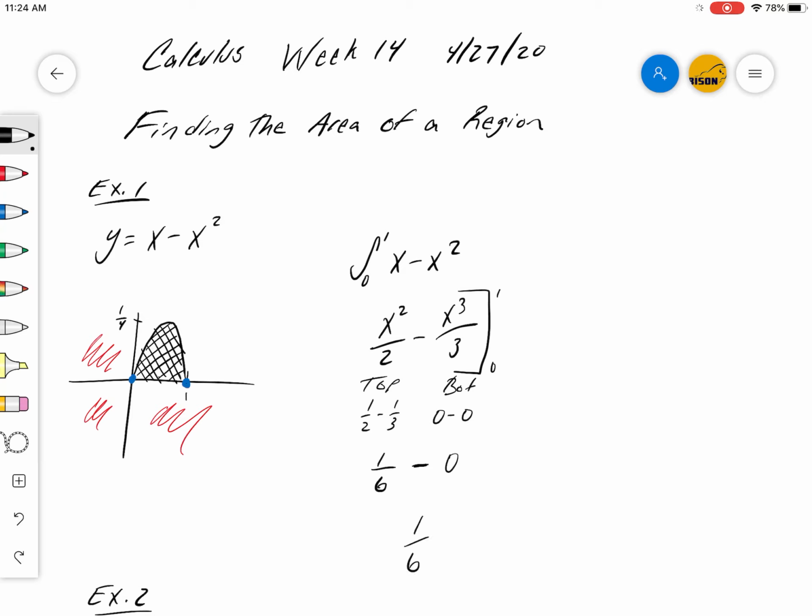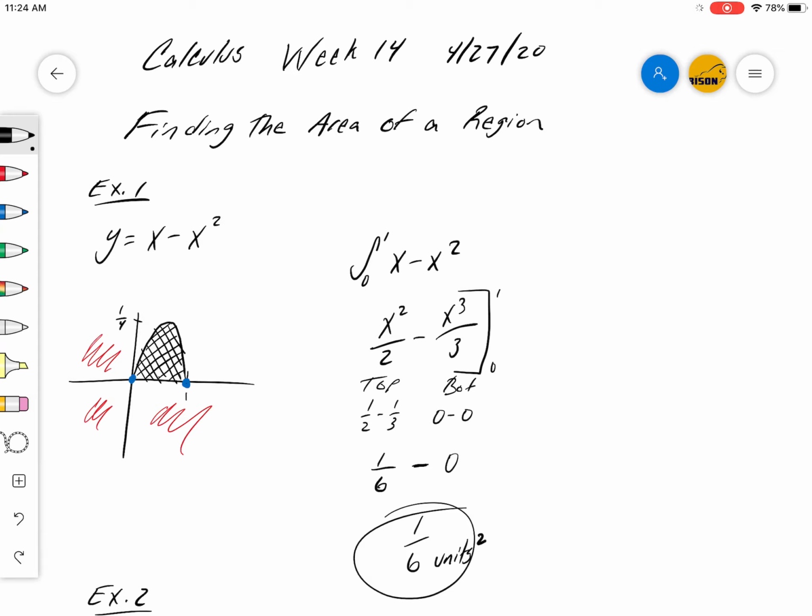All right, so we got 0 minus 0 here, which is 0. So that tells us 1/6 minus 0 is 1/6. That means the area under that region, the shaded in region that I have on my picture here, is 1/6. If we were talking about inches, we would say inches squared, or if we were talking about yards or something like that.